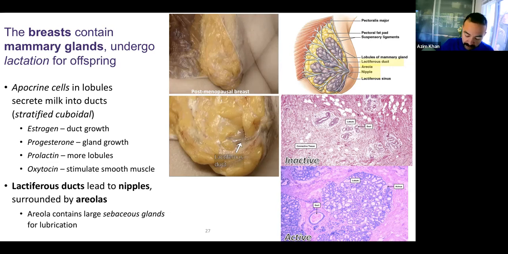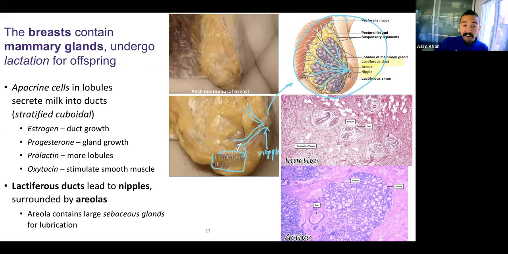Pictured here in this cadaver dissection, we see a postmenopausal breast. So this is the right breast that's been cut somewhat sagittally. A lot of adipose tissue in the breast, but if you take a closer look, you can see a duct leading to the nipple. There's ducts that lead to the nipple, and this illustration at the top right illustrates that a little bit better. You can see all these ducts leading out to the nipple.